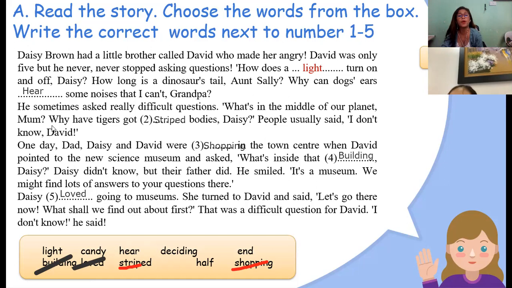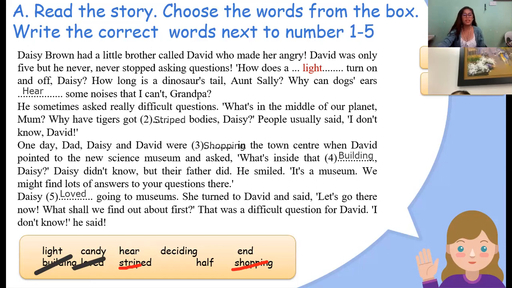Daisy Brown had a little brother called David, who made her angry. David was only 5, but never, never stopped asking questions. How does a light turn on and off, Daisy? How long is a dinosaur's tail, Aunt Sally? Why can't dogs' ears hear some noises that I can't, Grandpa? Okay, the answer is here for number one. Very good. He sometimes asks really difficult questions. What's in the middle of our planet, Mom? Why have tigers got stripes, Daisy? People usually said, I don't know, David. Okay, that's the answer, stripe. Very good.